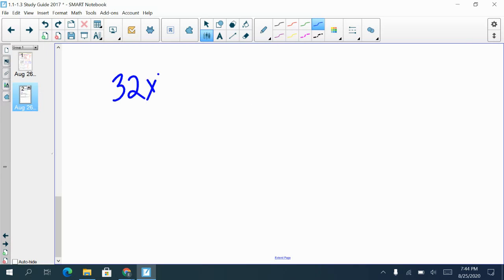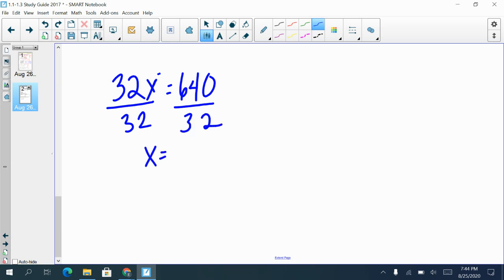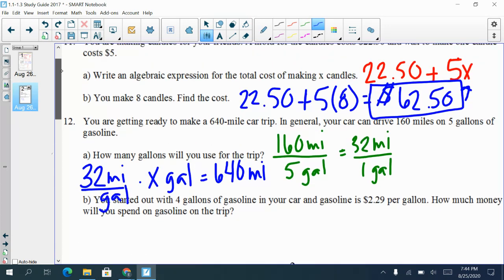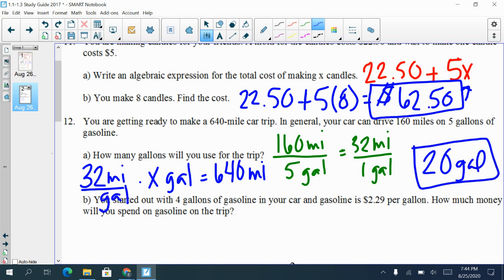32 times X equals 640. So we can divide by 32 on both sides, and we get 20 gallons. I feel like that's more than an average tank can hold. So I want to put 20 gallons with an arrow down at the bottom.